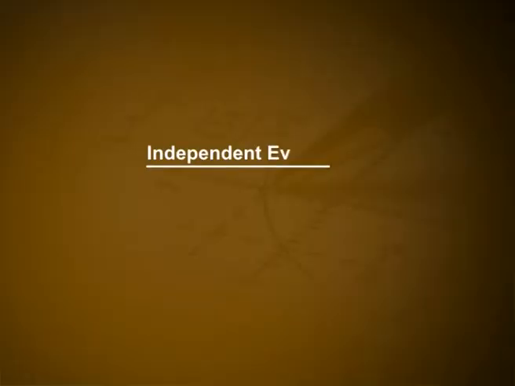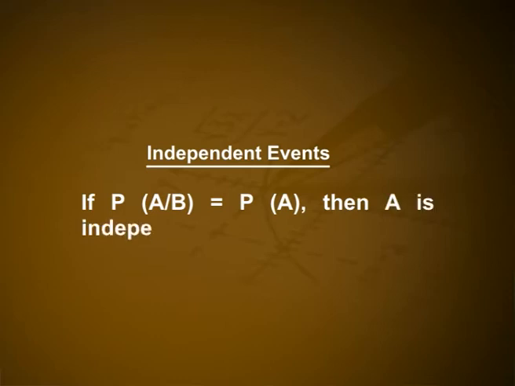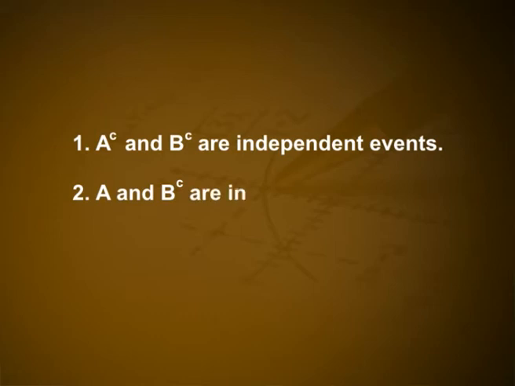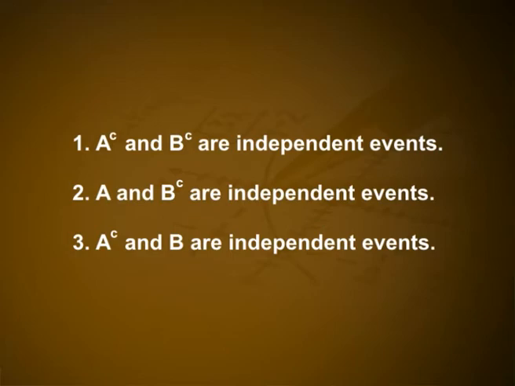Independent events. If P of A given B equals P of A, then we say that A is independent of B. For independent events A and B, we have P of A intersection B equals P of A into P of B, which is used as the condition to check the independence of the events. It is easy to prove the following for two independent events A and B. A complement and B complement are independent events. A and B complement are independent events. A complement and B are independent events.